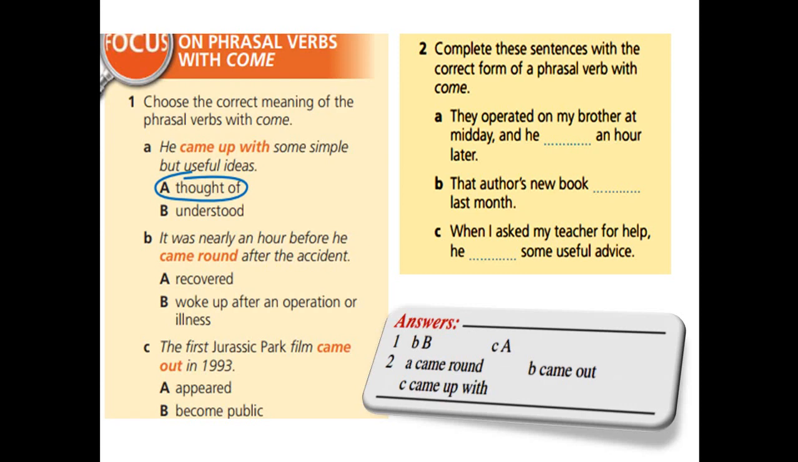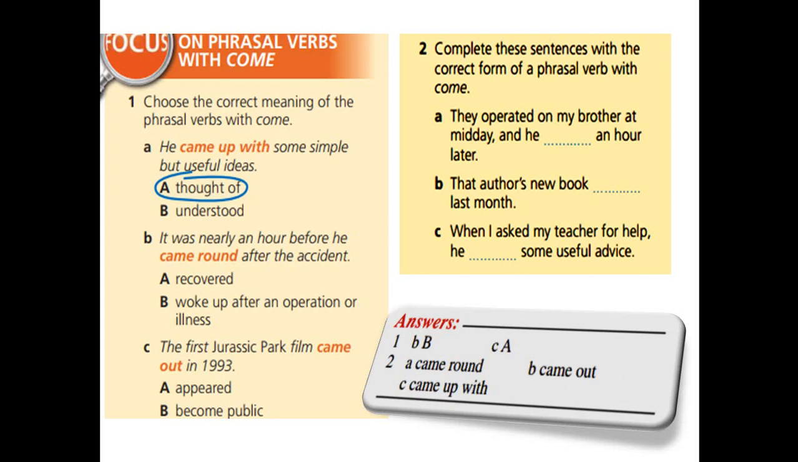Number 2. Complete these sentences with the correct form of a phrasal verb with come. Number A. They operated on my brother at midday and he space an hour later. So he had an operation and then he what? He came round.